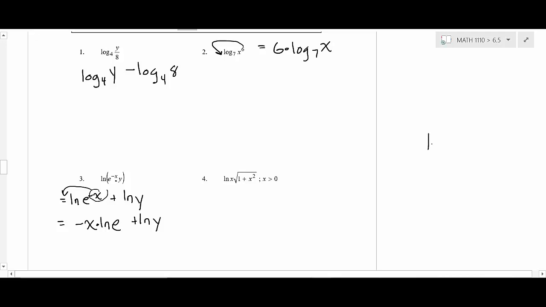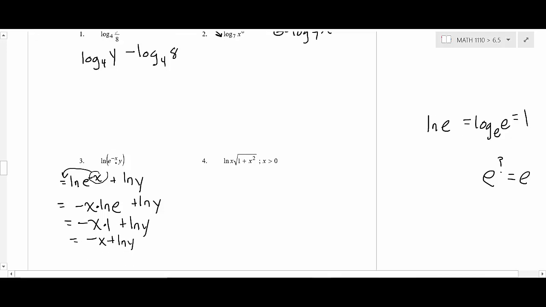Now that leaves you with the other thing, ln e, which is going to show up a lot in this class and higher math. That just means log base e of e. What's the answer to that? What power of e is e? 1. Okay, that's 1. E to the first is 1. So this thing would give you negative x times 1 plus ln of y. So that's going to be negative x plus ln y. Okay, so that's as far as you would take that. So if you have something you can simplify, then you definitely want to go ahead and do that. Okay, I just bypassed the log 4 of 8 on that problem.